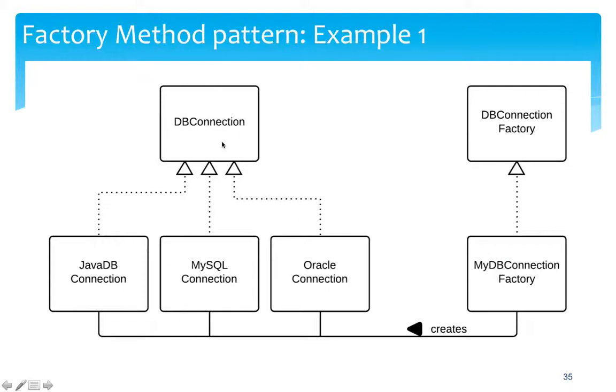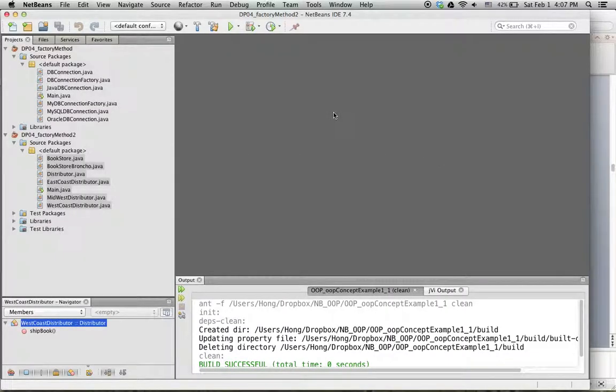The first example is we want to create a database connection. So database connection is the product. We have 3 kinds of concrete products: JavaDB, MySQL, and Oracle. But we want to use the factory method design pattern. So a factory interface simply defines what the concrete factory should have in terms of behavior, and the MyDB connection factory is a concrete implementation of the factory creator interface. So here is the example program.